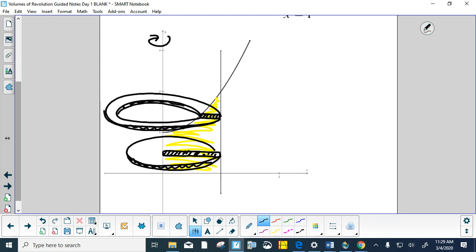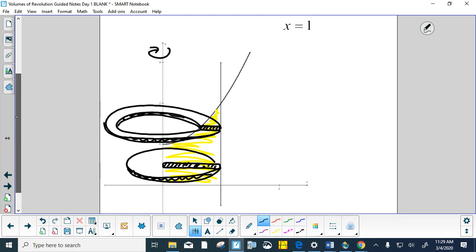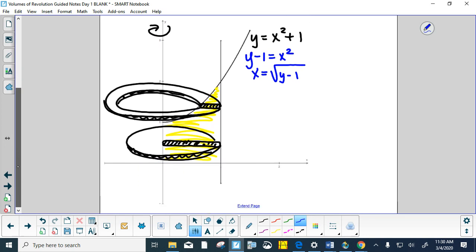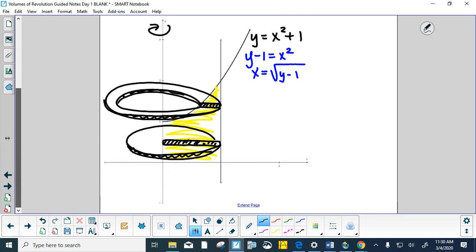Okay, so the volume is going to be a combination, so I'm going to hurry up here. And I have to have this function, which is y equals x squared plus 1, as a function of y. X is a function of y. So this is going to be y minus 1 equals x squared, right? So x equals the square root of y minus 1. I don't have to worry about the plus or minus. Okay, so I have 2. What's r here? This is r. From 0 to 1, what is r?